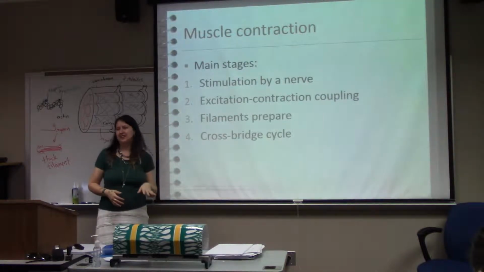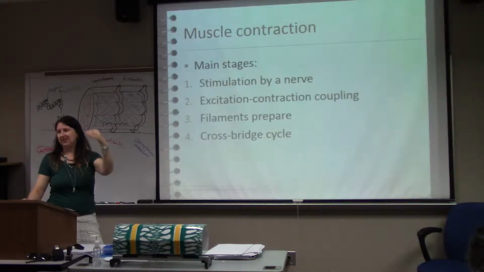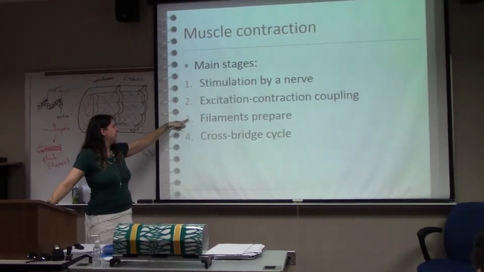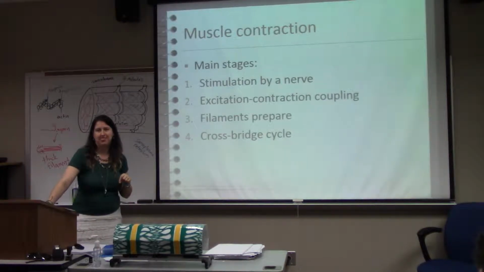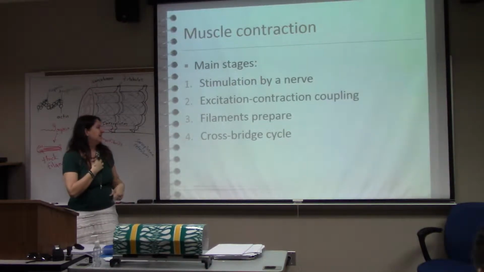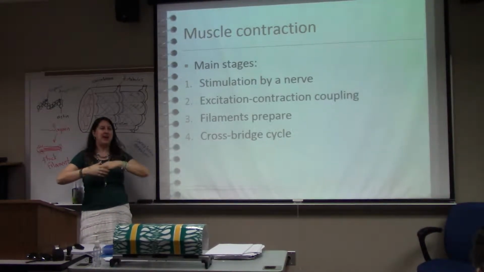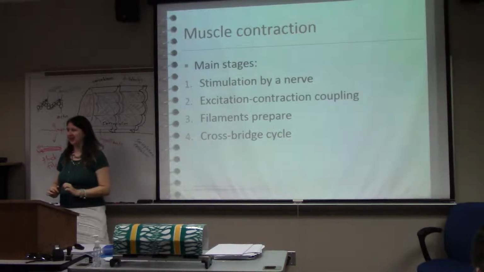Second is excitation-contraction coupling. It's basically how we get the message from the surface of the cell where the nerve delivers it down into the cell. Third, the filaments prepare. We need to expose those binding sites on actin. And finally, the cross-bridge cycle refers to the active contraction, where the muscle gets shorter.